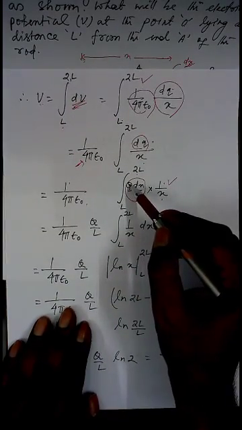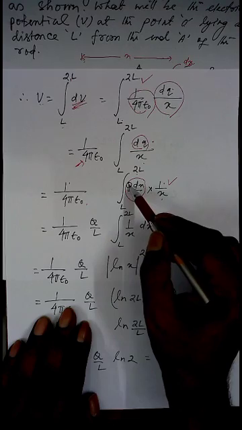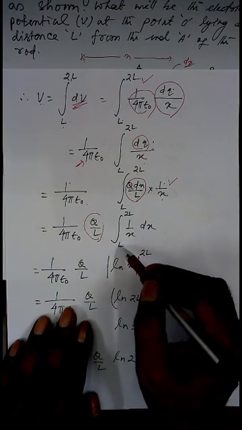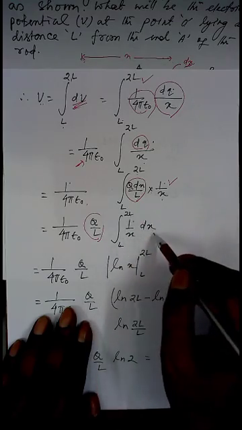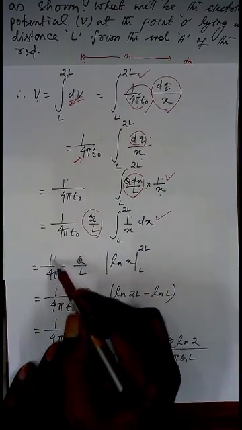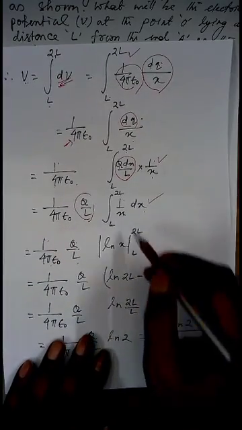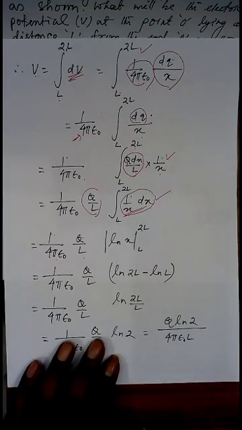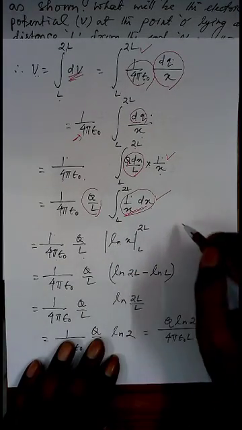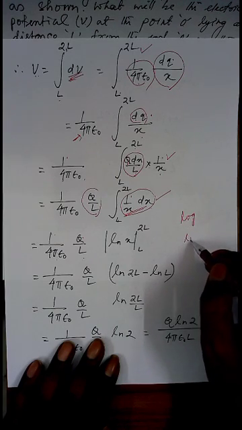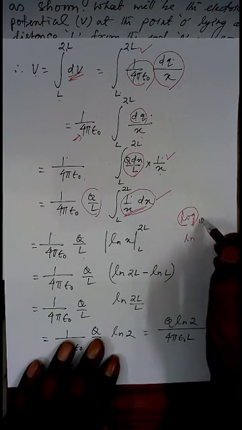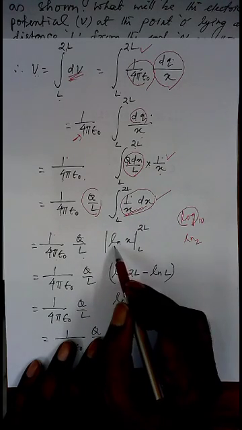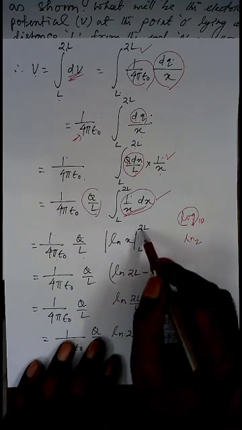Now the total charge is constant, the length of the rod L is constant, so capital Q by L is a constant, and is again taken out of the integration. So I am left with the integral of 1 by x dx from L to 2L, which is equal to 1 by 4 pi epsilon naught Q by L times, from calculus, log of x. There are two things, log and ln. When you write it like this, the base is 10. When you write it like this, the base is e, the natural logarithm. So this comes out as ln of x from L to 2L.